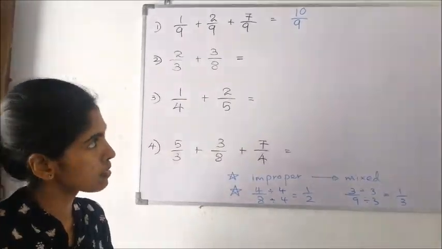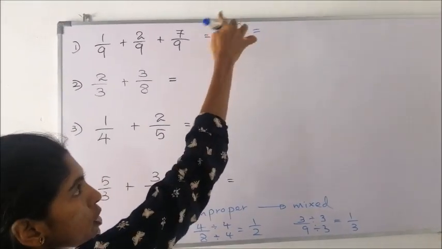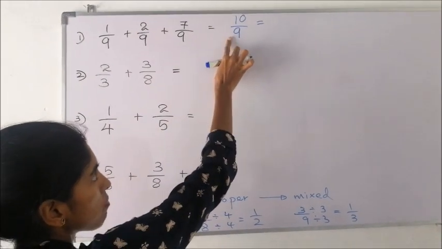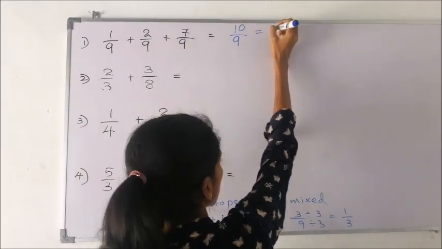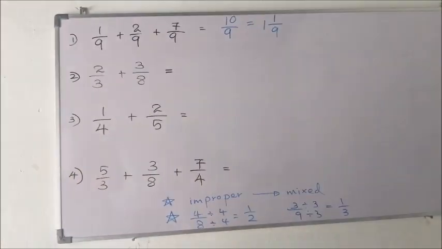Remember these two things. Right? Then here we will divide. To convert this improper fraction into a mixed number, we will divide 10 by 9. Inside 10, 1 nine is there, 1 is remaining. Write the same denominator. This is the answer.